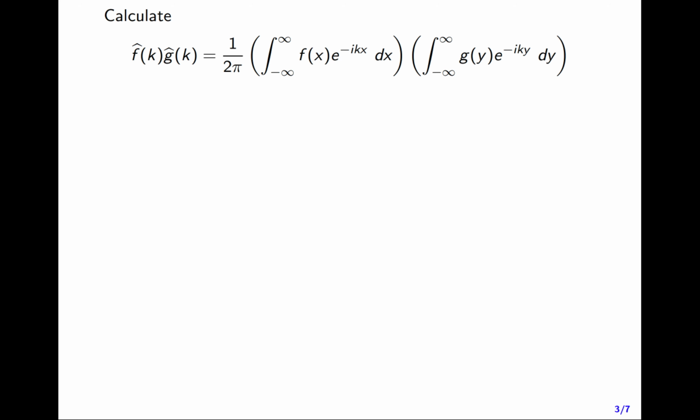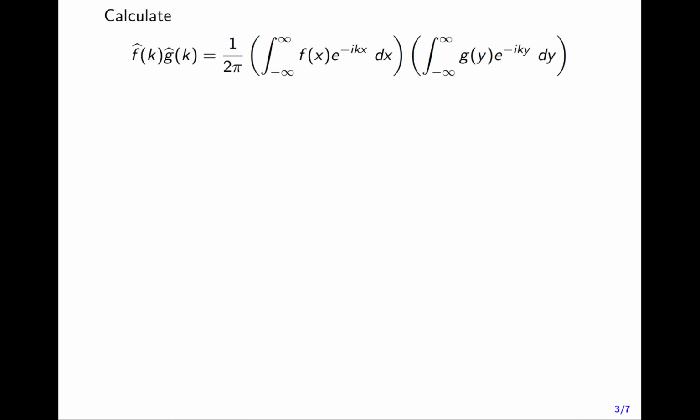So let's start out just calculating f hat of k times g hat of k. I'll combine my factors of 1 over root 2 pi to give me a 1 over 2 pi, times the integral of f of x times e to the minus ikx, times the integral of g of y times e to the minus iky. So all I've done here is write out the Fourier transforms in their integral form and collect the root 2 pi constants.